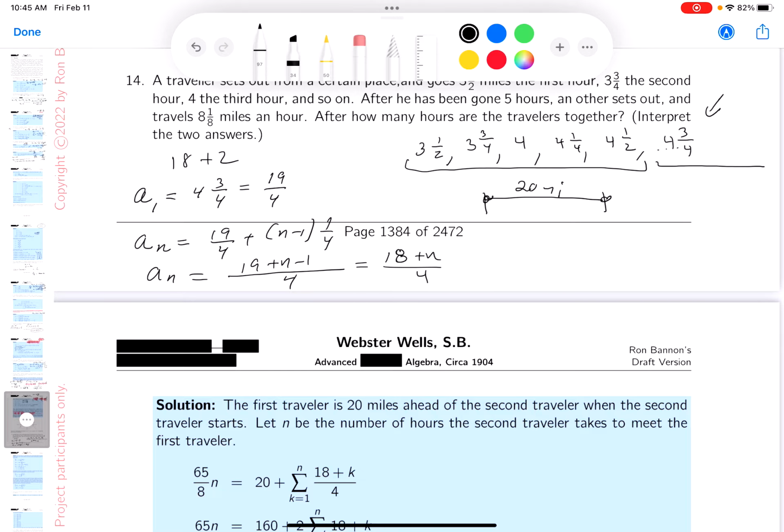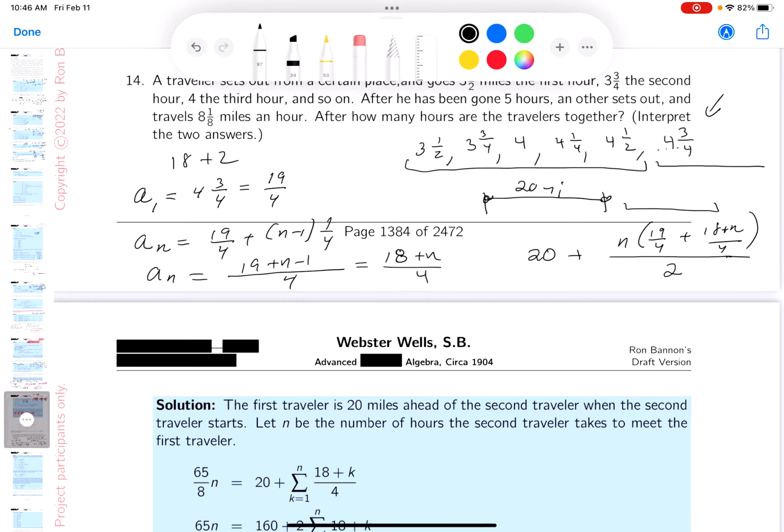All right. So I'm going to talk about his distance. And the distance is really going to be a sum. So I got to write this part down over here. His distance at N, where N is the number of hours. So it's going to be 20 plus, there's going to be a sum now. And I'm going to do the distance. And what do you get over here? It's going to be 2N. Well, what's A1? 19 quarters plus AN, which is 18 plus N over 4.